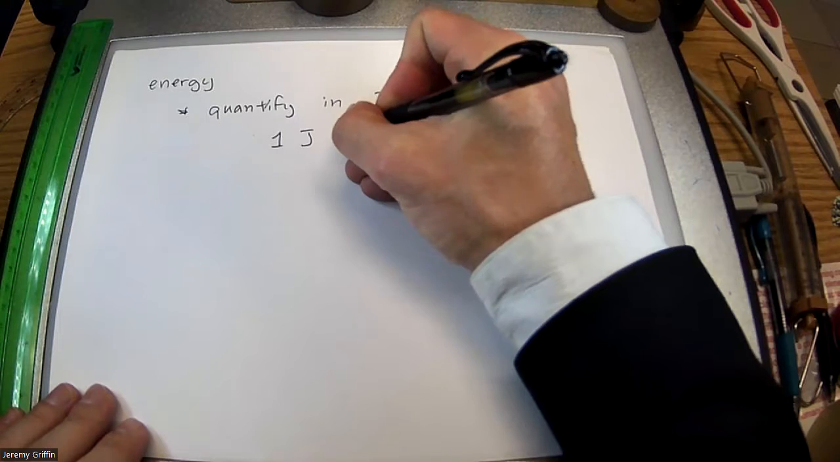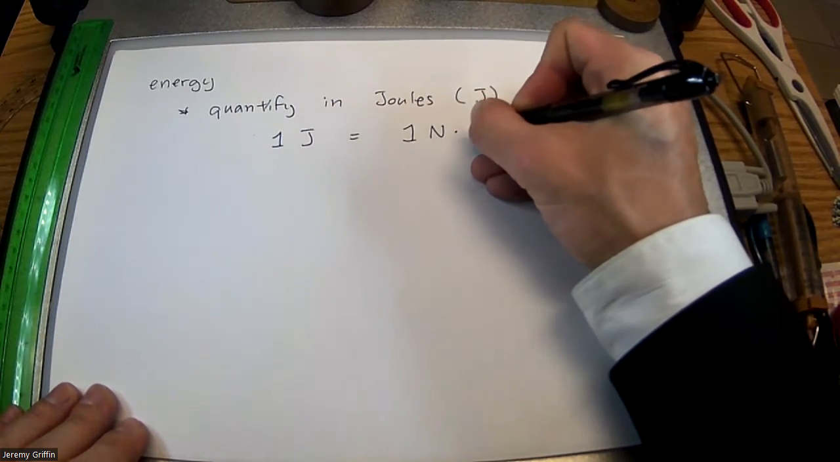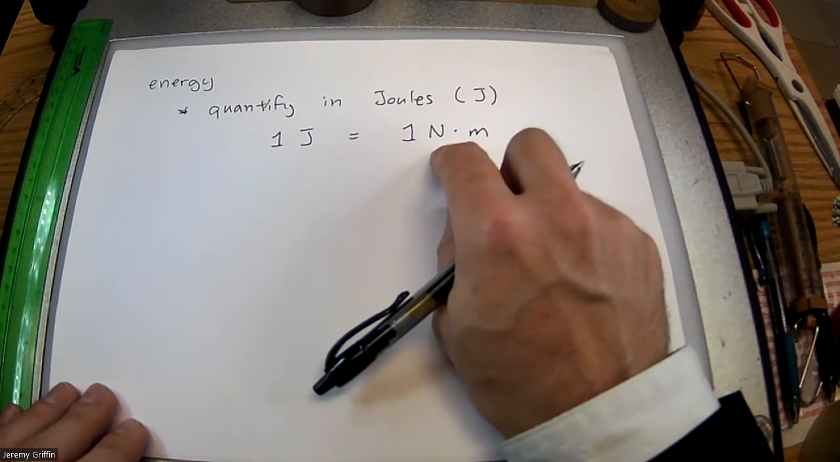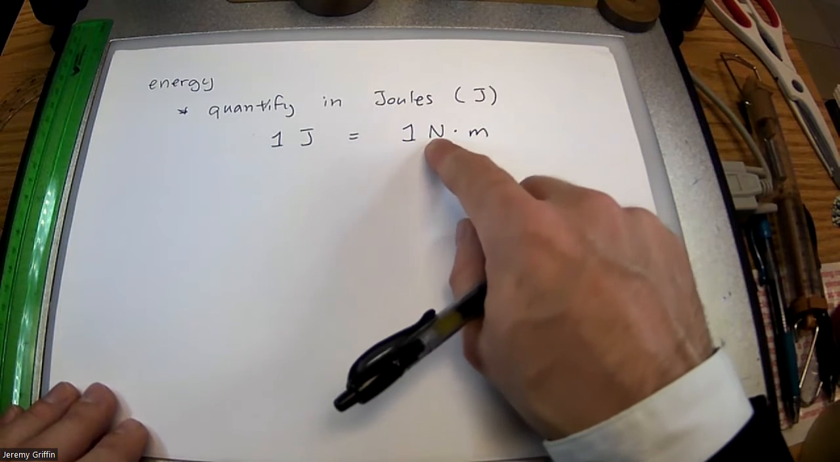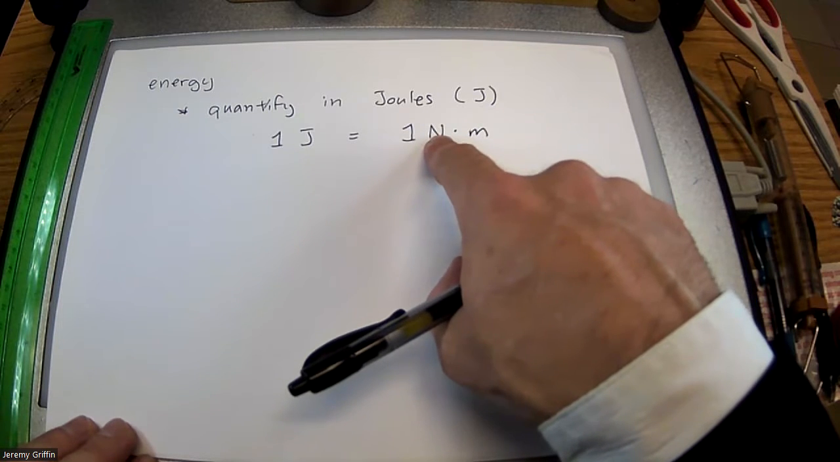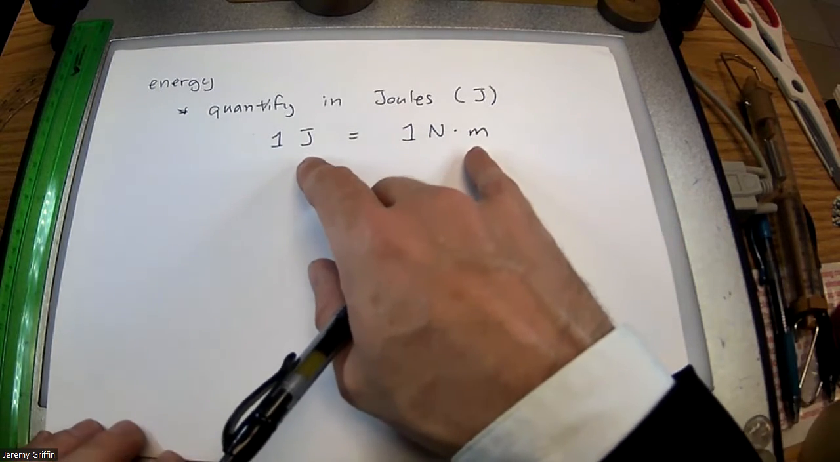So 1 joule breaks down into 1 Newton times 1 meter, 1 Newton meter. Okay, so now we're back onto safe ground, because you guys know a Newton of force, like pushing or pulling, and you guys know what a meter is. So if you push something with 1 Newton of force for 1 meter, then it's like you've transferred 1 joule of energy into it.